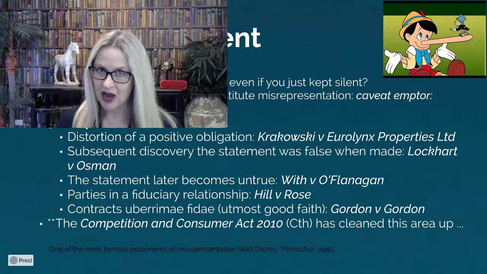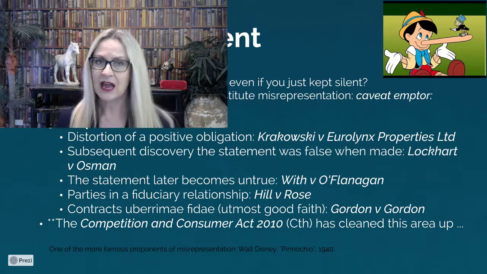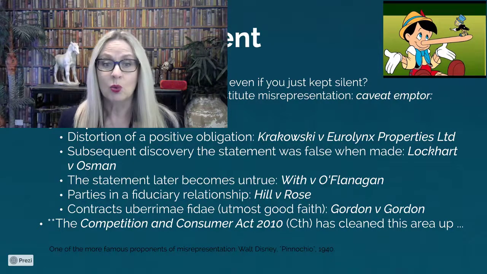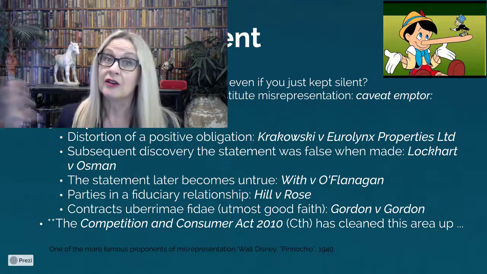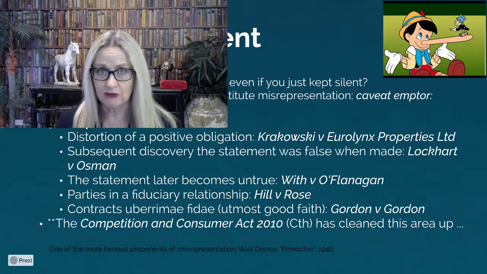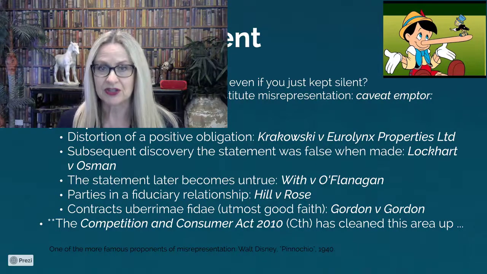Next, when you have parties in a fiduciary relationship, so where one party has a particular relationship of trust and confidence, okay, weak party, and they're reposing their trust in the stronger party. In that kind of relationship, you can't just leave the party hanging, potentially misconstruing the situation by your silence. Hill and Rose is the case that you're looking for.